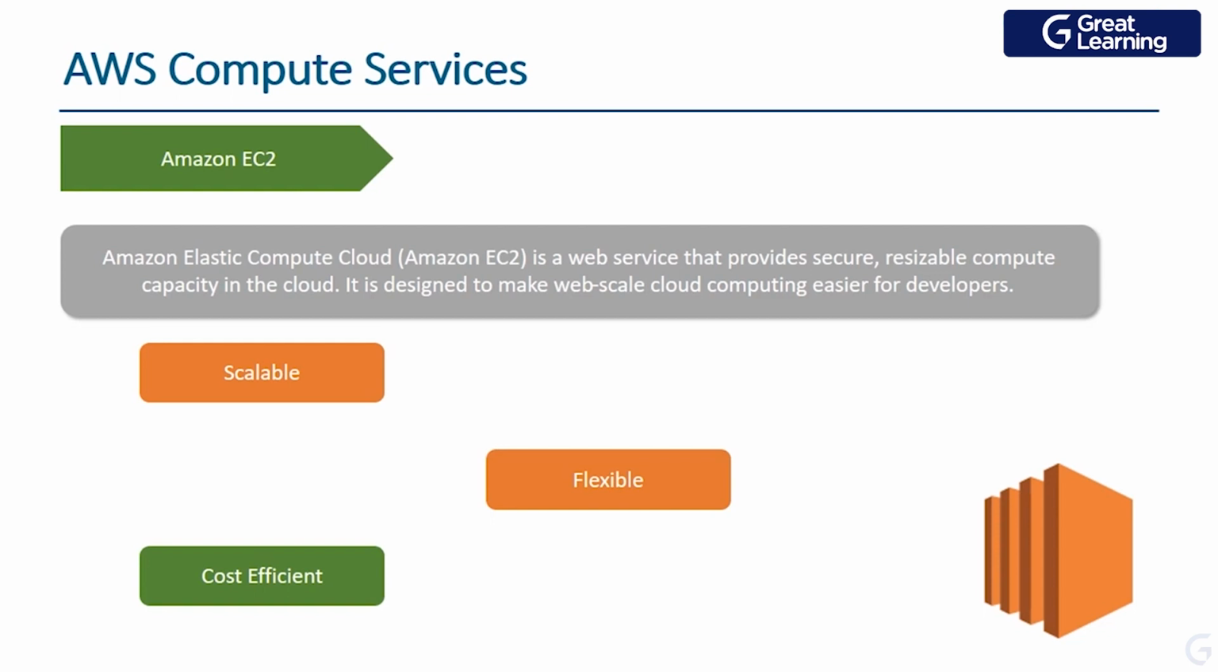Let's try and understand what the EC2 service is. So guys, Amazon Elastic Compute Cloud, or Amazon EC2, is a web service that provides secure, resizable compute capacity in the cloud.